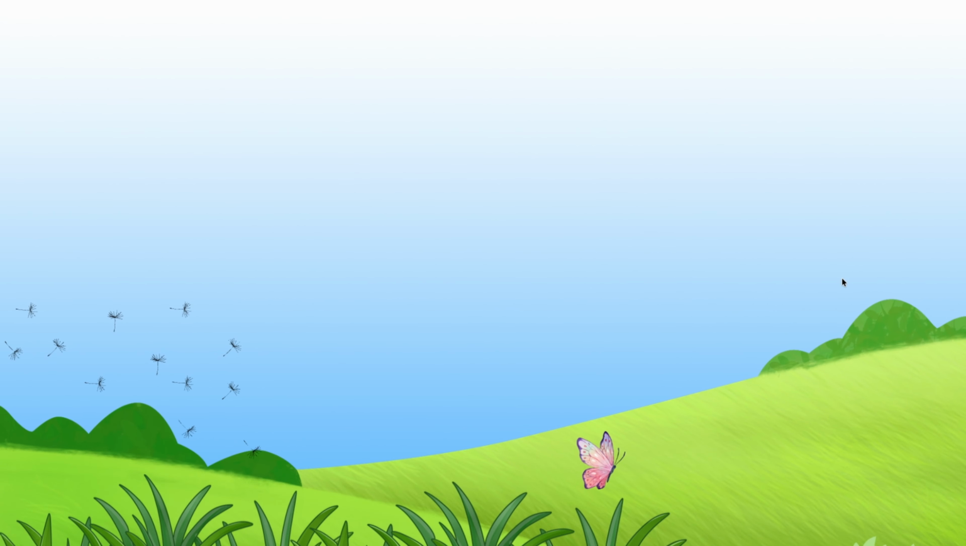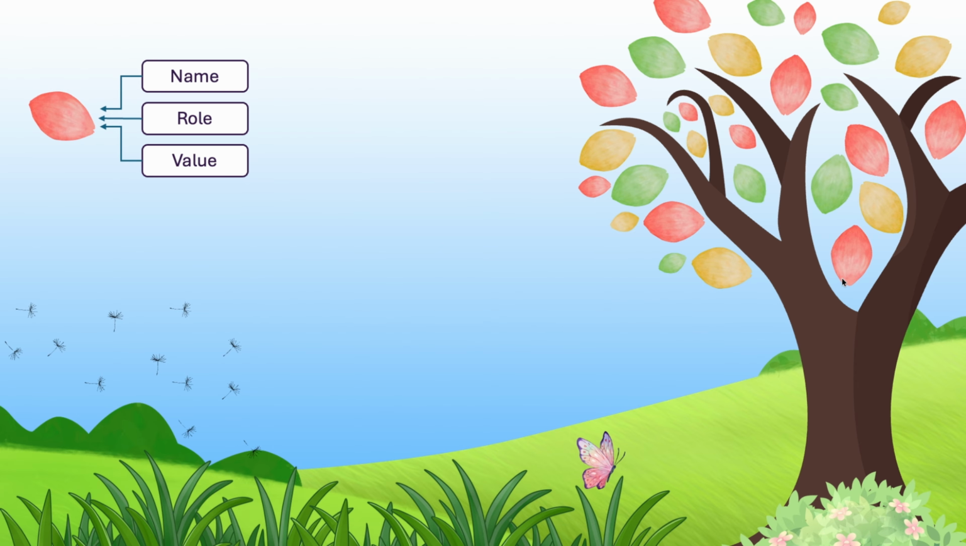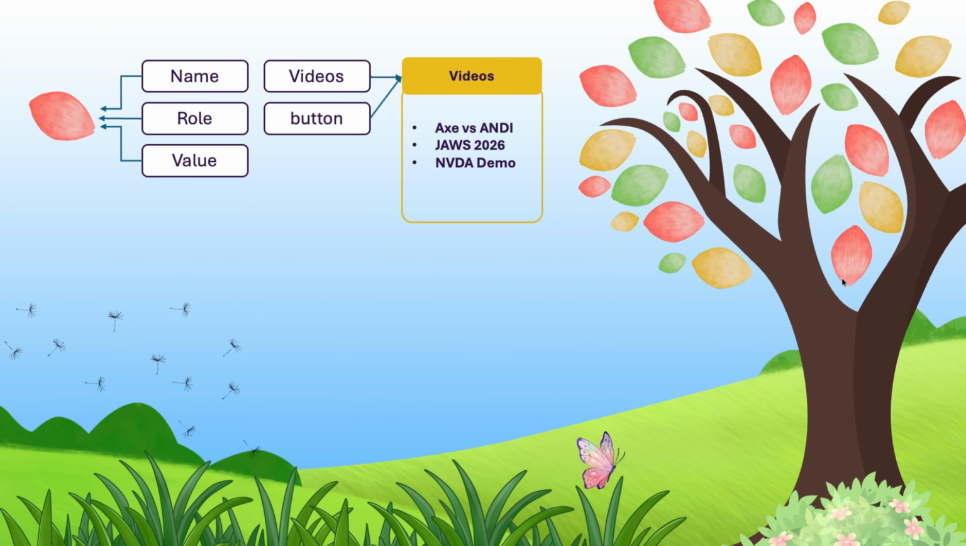This is the simplest way to understand ARIA. Every interactive component needs 3 things. Name, that tells the user what it is called. Role tells the user what type of thing it is. Value or state tells the user what condition it is currently in. For example, a button that expands, the name will be videos, the role would be button, and the state would be expanded. If any one of these is missing or wrong, the user has to guess. So from this point onwards, every ARIA decision we make will come back to this model: name, role, and value.